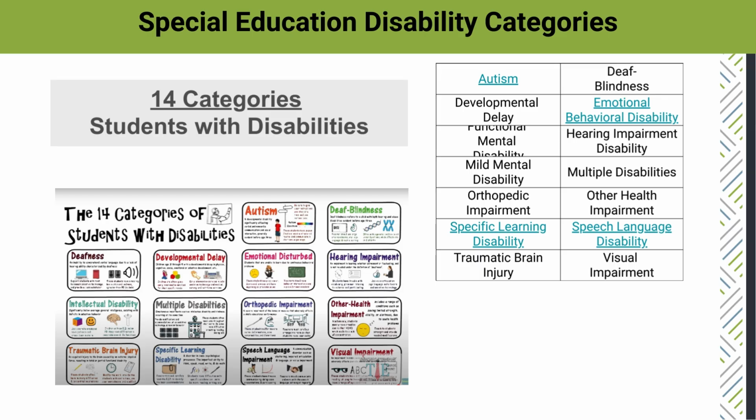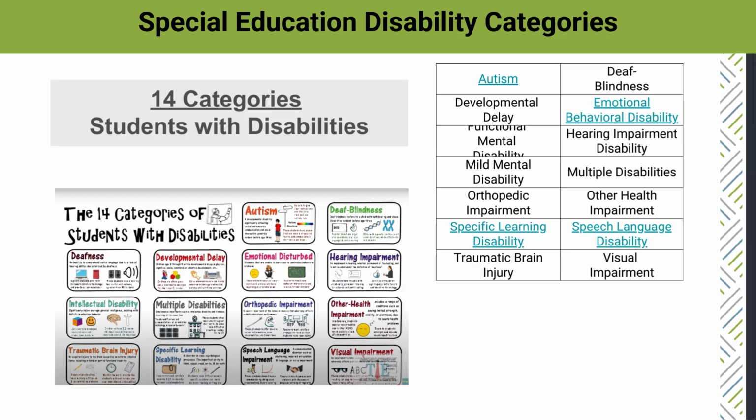It's important to note that under IDEA, there are 14 federally recognized disability categories. Kentucky uses all of these, sometimes with slightly different terminology. It's important for you to be aware of all of them, but you don't need to be an expert in the diagnosis. What you do need to understand is how that disability manifests in your classroom.